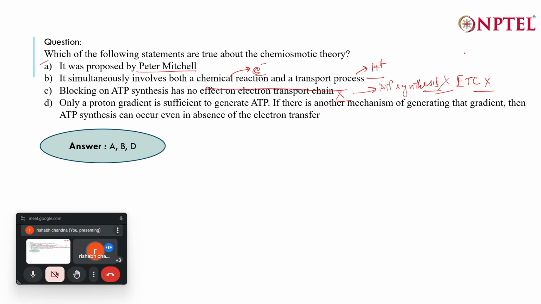Then, only a proton gradient is sufficient to generate ATP. If there is another mechanism of generating that gradient, then ATP synthesis can occur in the absence of electron transfer. Yes, this is correct. If we are able to generate a proton gradient across the membrane, then that will be able to generate ATP, if we can use any other mechanism to generate that proton gradient. So options A, B, and D are correct.